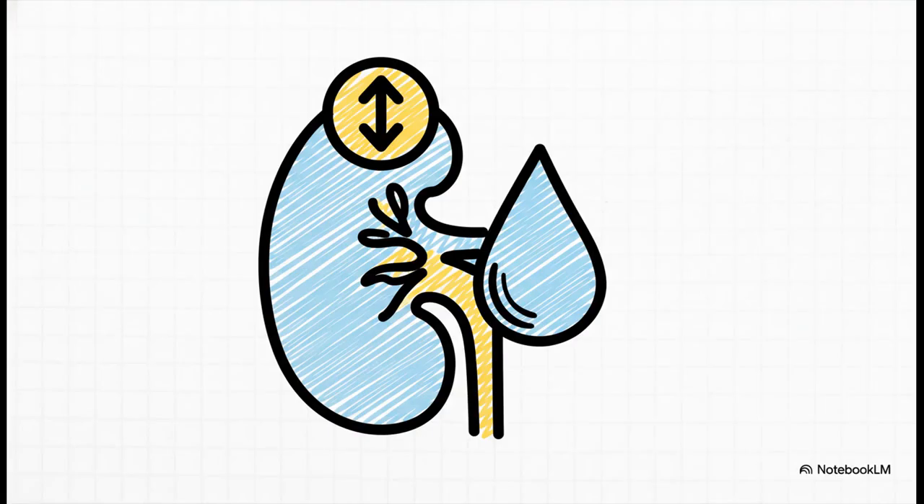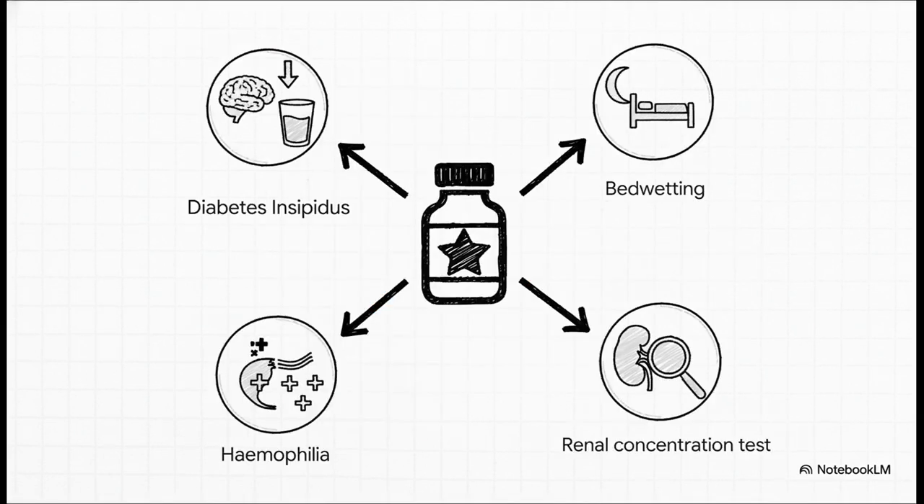Okay, let's start with the water saver effect. Let's focus on the V2 action first. So what are the situations where we need this? Well, think about any condition where the patient's body is just losing way too much water. In that case, obviously, we need a drug that's going to talk directly to those V2 water saver receptors in the kidney. And this is exactly why desmopressin is the absolute star player for these conditions.